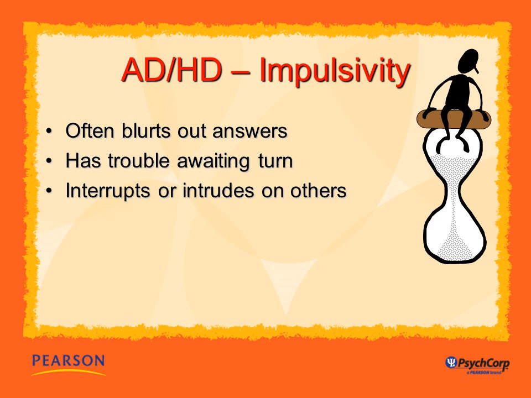And then part of the impulsivity of the hyperactive-impulsive type, these are kids who blurt out their answers. They raise their hands after the teacher asks them. Right away their hand goes up, but you ask them for the answer, they don't have it. It's just an impulsive response. They have trouble waiting turns. They're often intruding or interruptive.